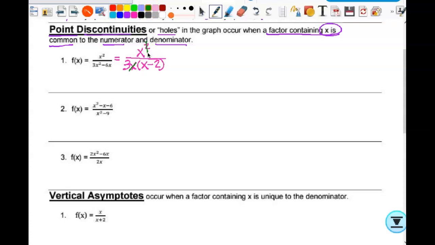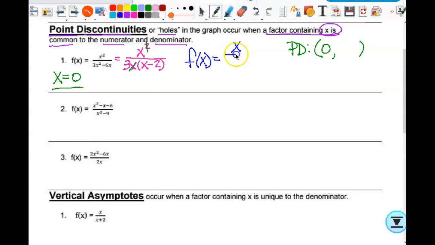As soon as you cancel that, and I was able to cancel it out because x is common to the numerator and denominator, right? Whatever you cancel out, you set it equal to 0. X equals 0, and you solve it. Well, that one's already solved, okay? Then that right there, so PD for point discontinuity, once you set what you canceled out equal to 0 and solve it, that is your x value for your point, or for your hole, okay? Then my reduced function, f of x, is equal to x over 3 times x minus 2. Okay, everybody okay with that?